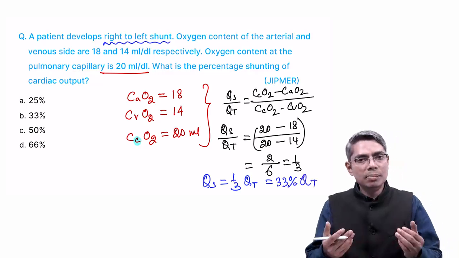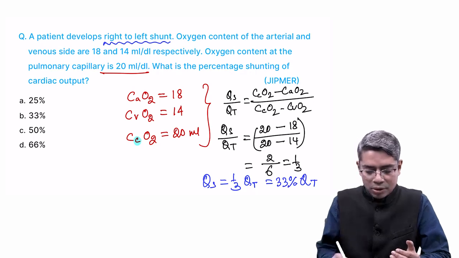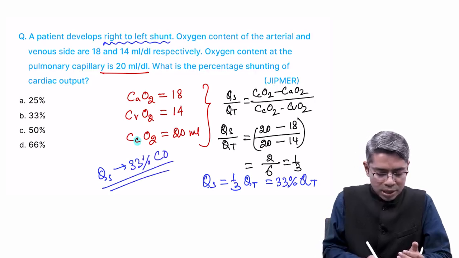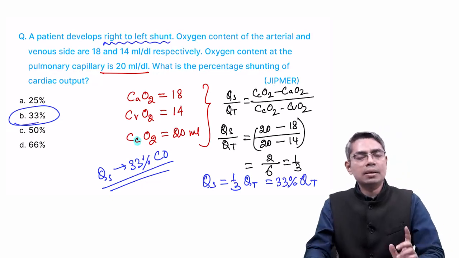So how much is the blood flowing through this QS or shunted portion? QS or shunted portion is 33% of your cardiac output. So the answer here is 33%.